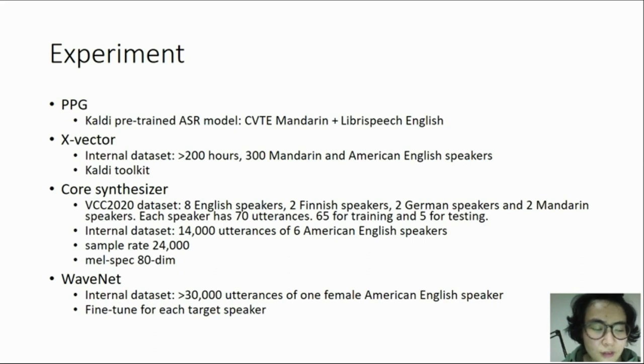We train our WaveNet vocoder using our internal data, more than 30,000 utterances of 1 female American speaker. And then we fine-tune for each targeted speaker.